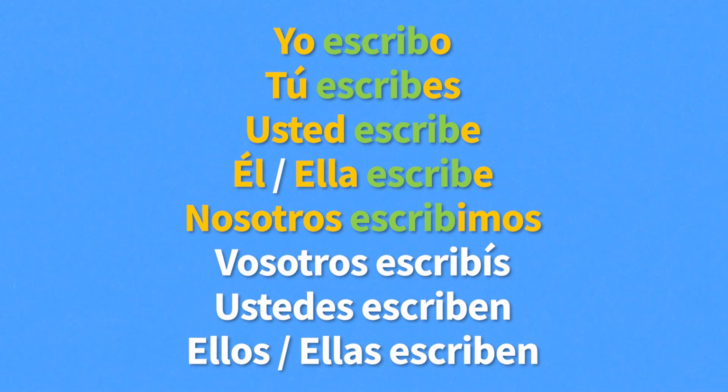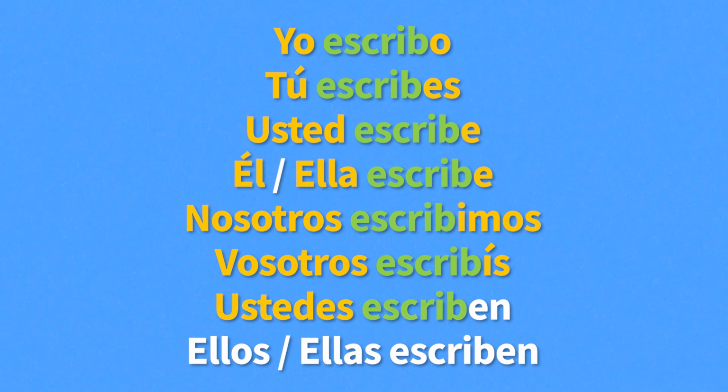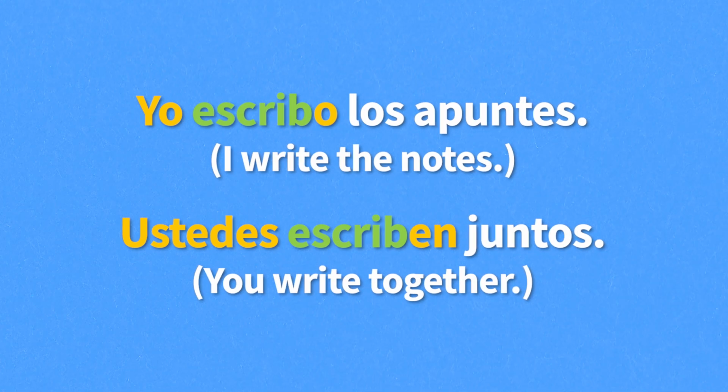Nosotros escribimos. For the second person plural, vosotros, you add ís. Vosotros escribís. For the second person plural formal, ustedes, you add en. Ustedes escriben. For the third person plural, ellos, ellas, you add en. Ellos escriben, ellas escriben. Here are some example sentences of the verb escribir. Yo escribo los apuntes. Ustedes escriben juntos.